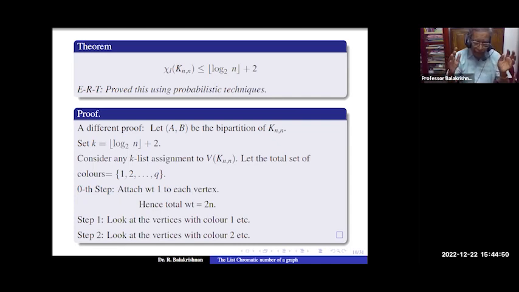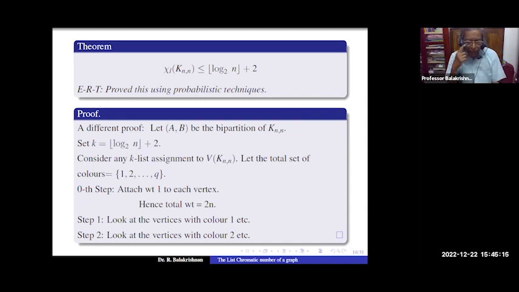It makes no difference. The ultimate aim is that the total weight is not increased. What is the total weight? 1 plus 1 plus 1, n times, plus 1 plus 1 plus 1, n times, so n plus n is 2n. So the original starting weight was 2n. At every stage of our algorithm, the total weight 2n is not increased by this process. Okay. Then I look at the vertices with color 3 and so on and so forth.